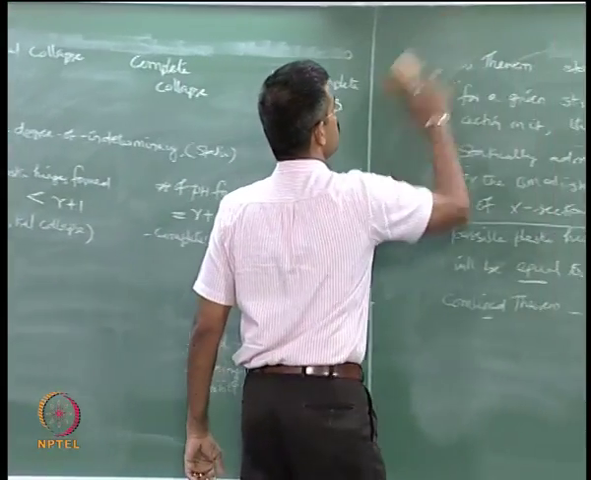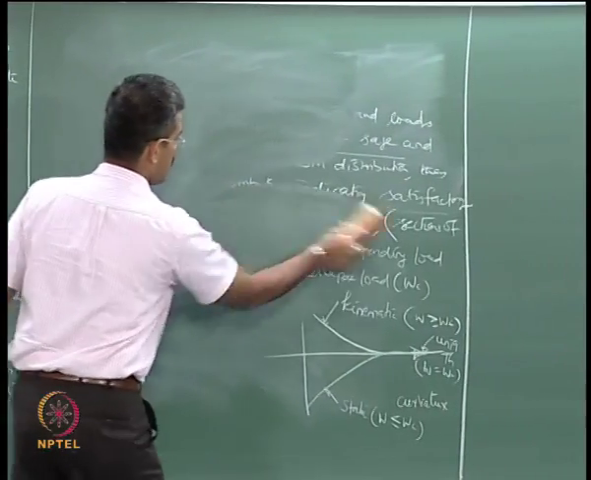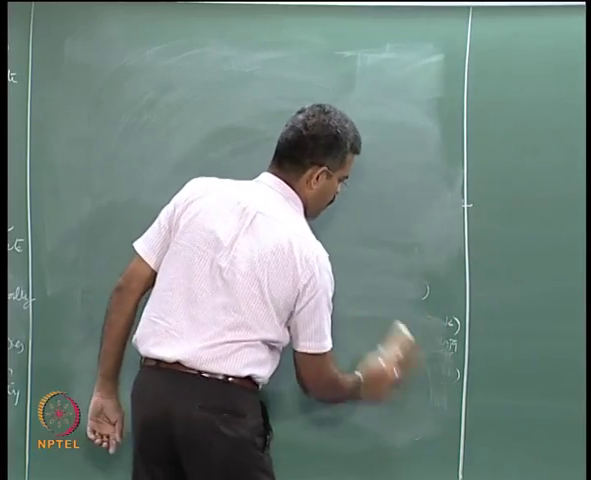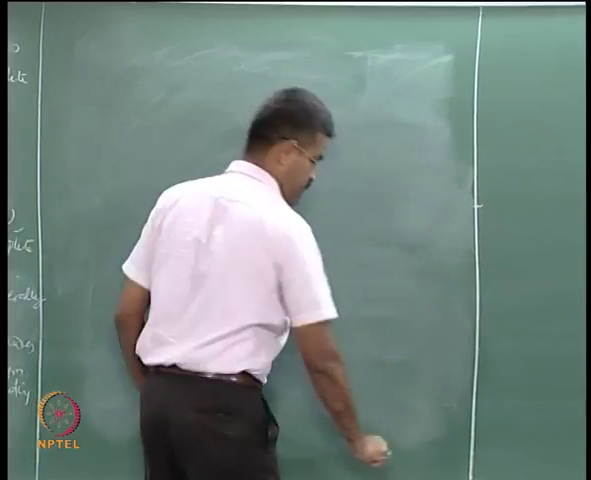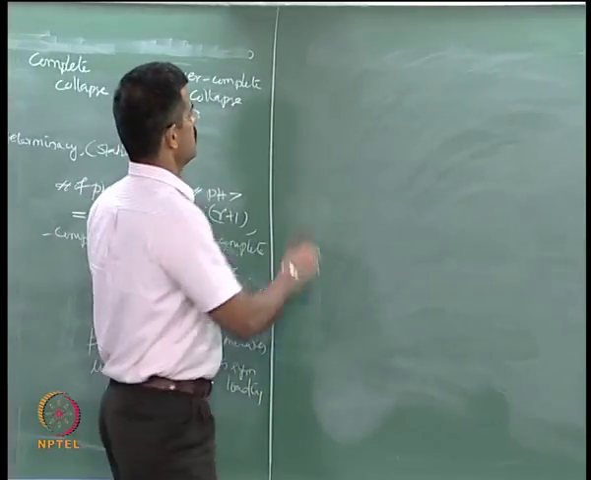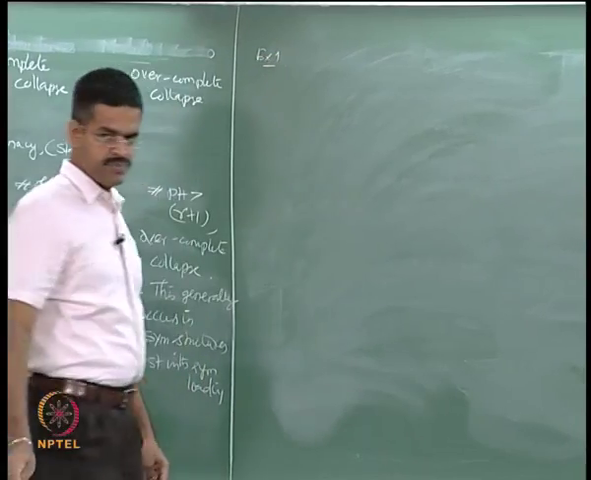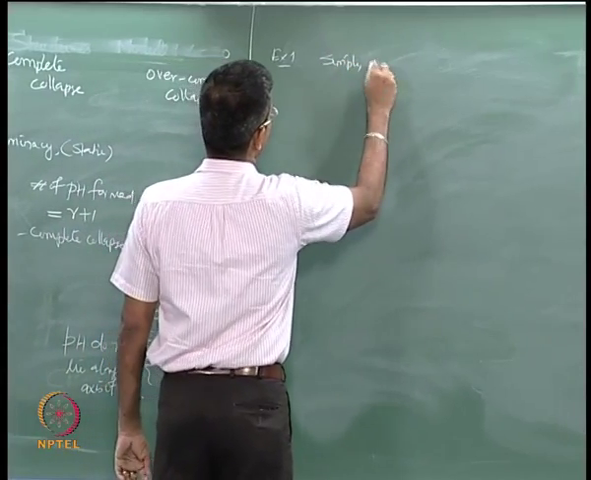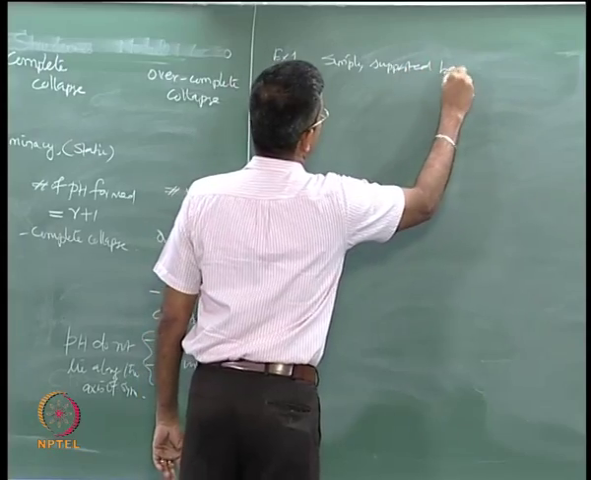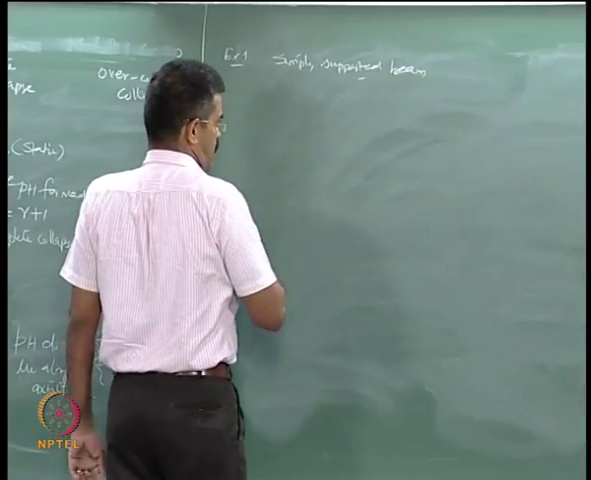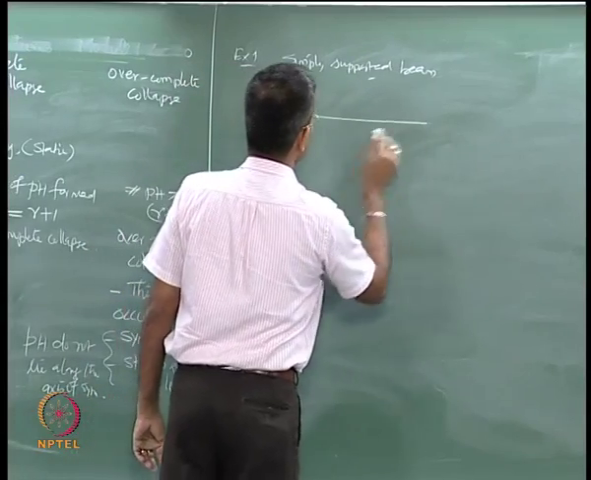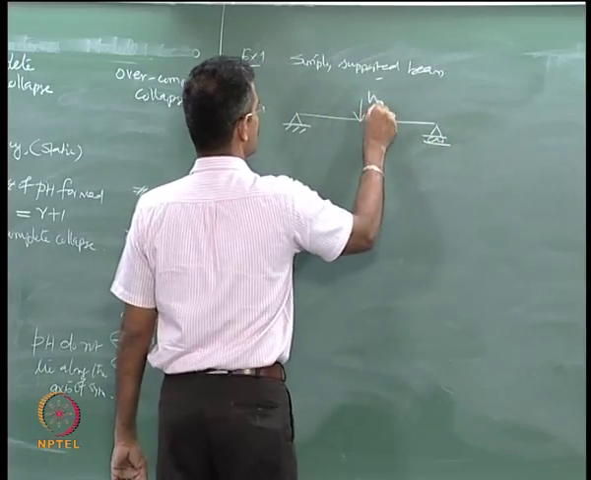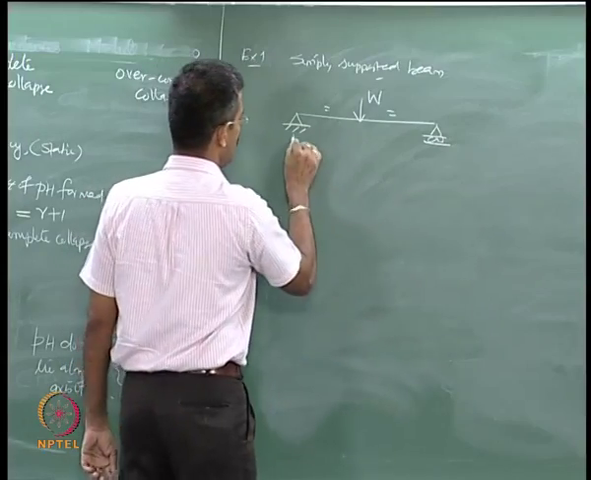Let us take some examples now and try to understand both the theorems by solving them. I will take simple problems first, then slightly more complicated problems later in this lecture. So, example 1: we will take a simply supported beam subject to a central concentrated load W, and the span of the beam is L.